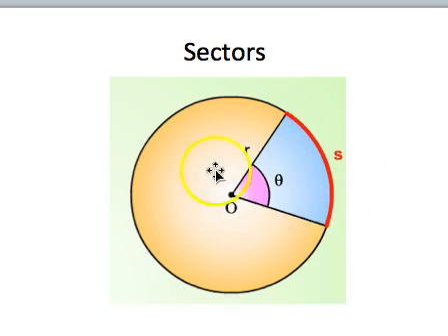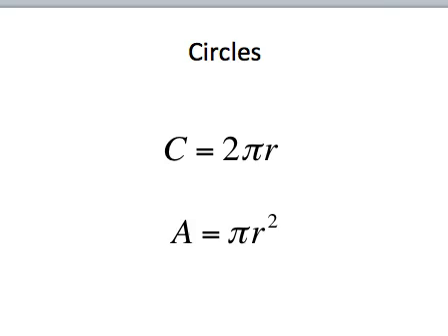A sector is a piece of a circle. The relevant notions will be the radius of that circle, the central angle, the area of this piece, and the arc length of this piece. We typically use the letter S to represent arc length of a sector. To do this analysis, we'll have to remember the circumference of a circle and the area of a circle. Circumference of a circle is 2 pi times the radius. Area of a circle is pi times the radius squared.